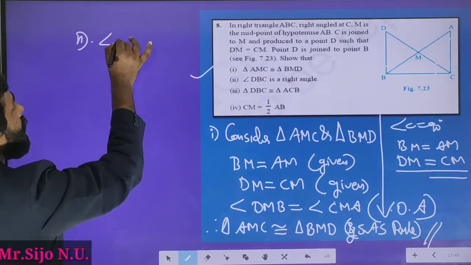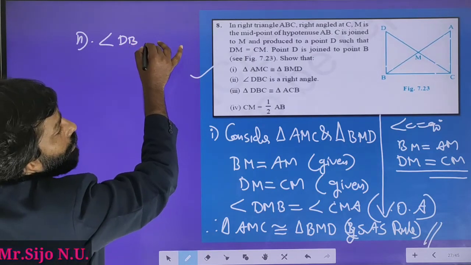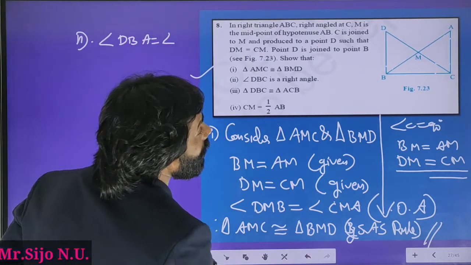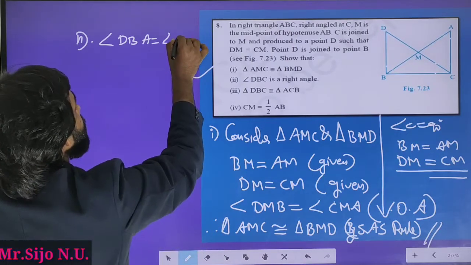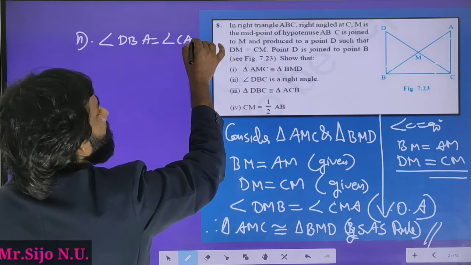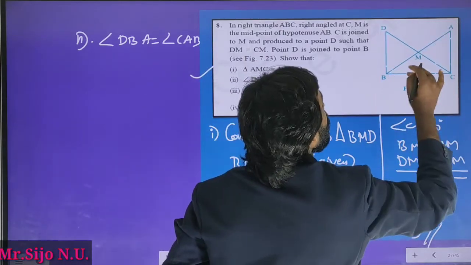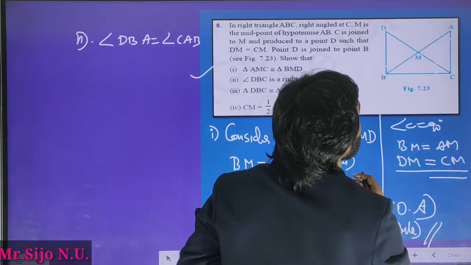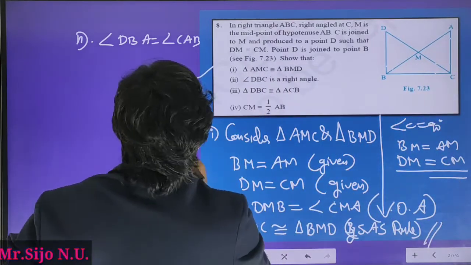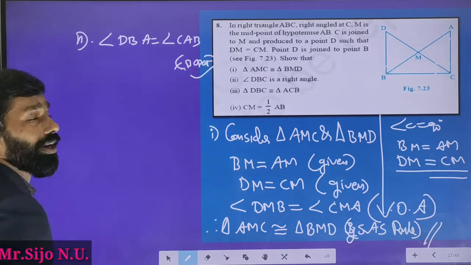So we can write here DB, instead of M I am writing DBA is equal to what? Angle CAM, I am not writing that, instead I am writing CAB. Look at this figure. What is the reason? This angle equal to this angle. Yes, just now we proved it by CPCT. Proved above, or you can write proved above.